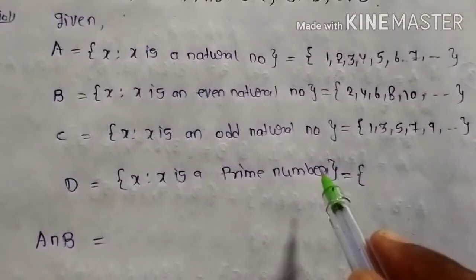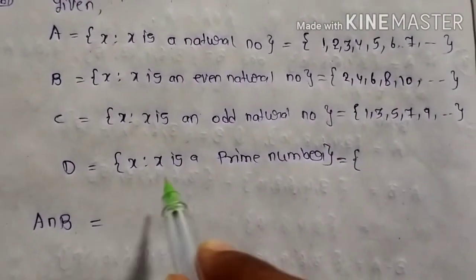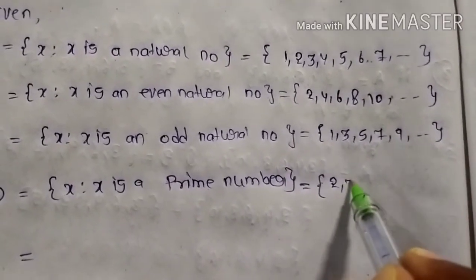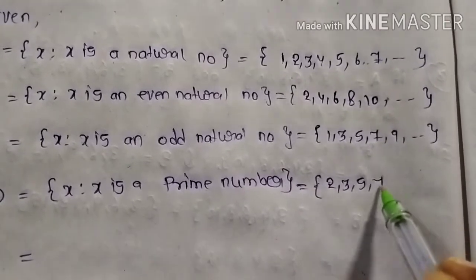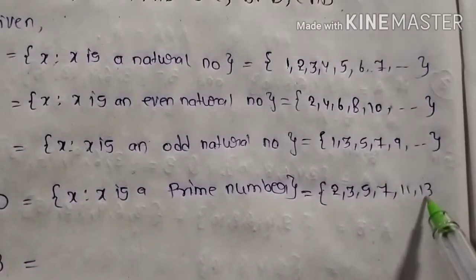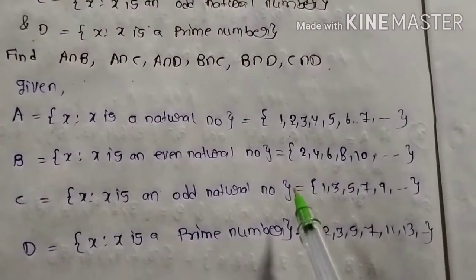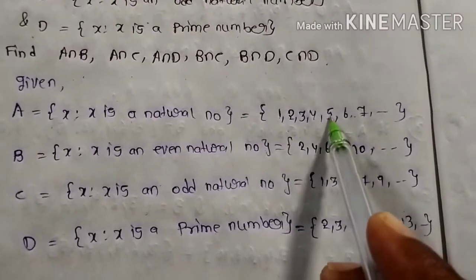These are all odd natural numbers. See one more here, D is equal to x such that x is a prime number. You know prime numbers are 2, 3, 5, 7, 11, 13 and so on. Yes or no? You know prime numbers. See here, finally we have written them in roster form.